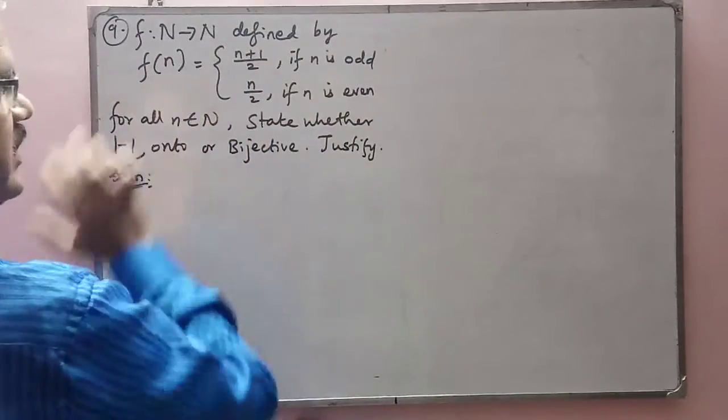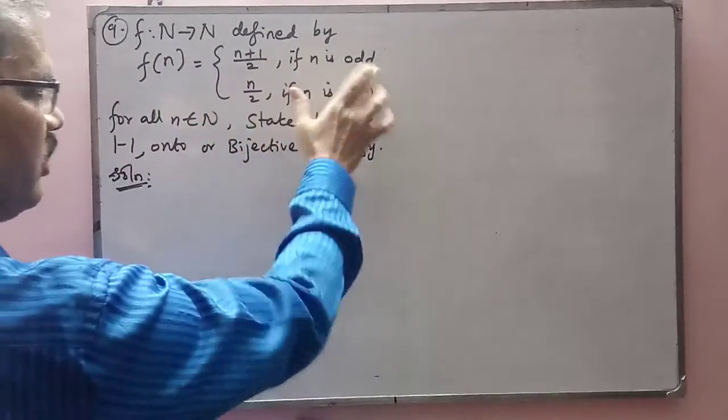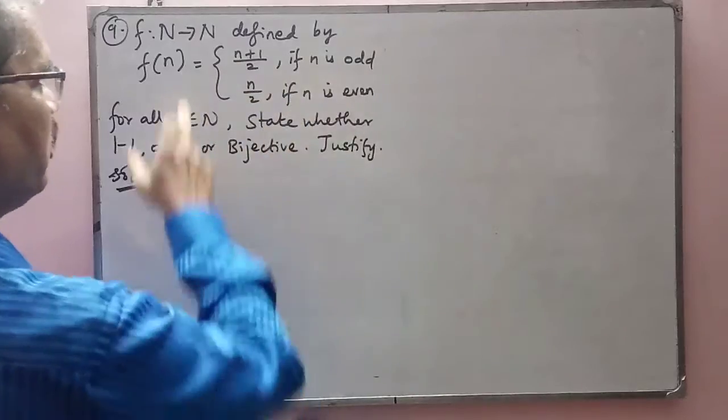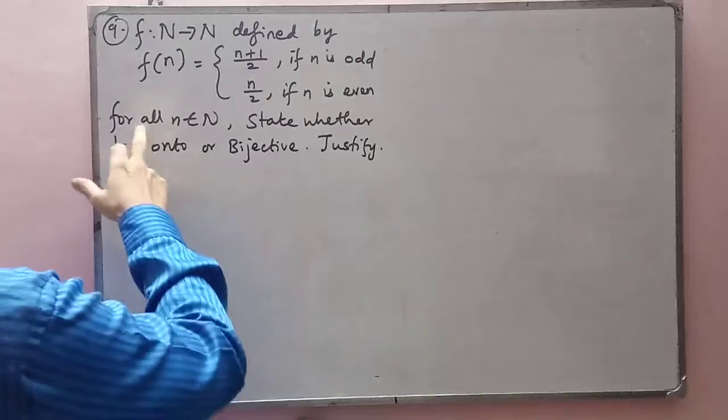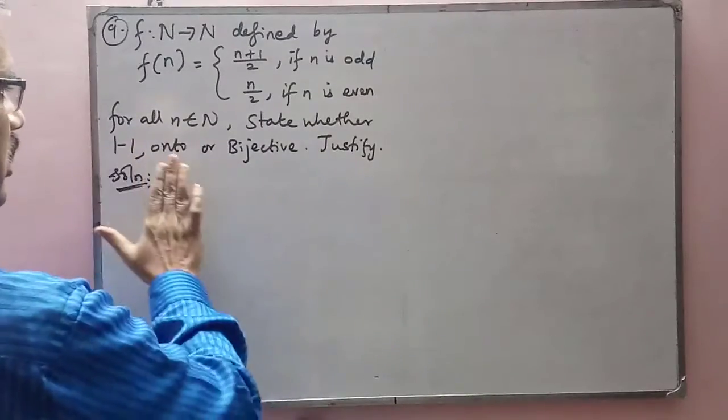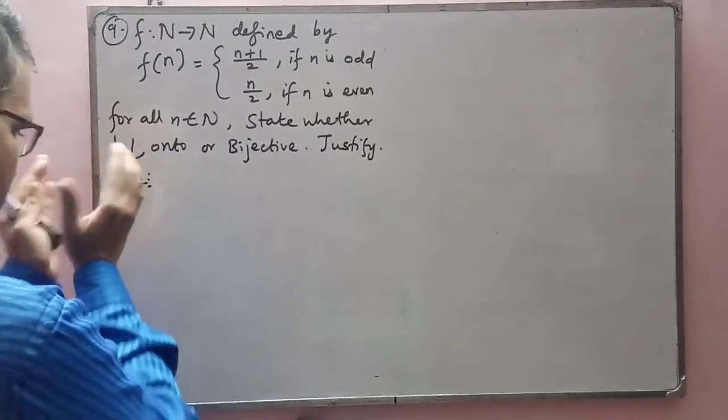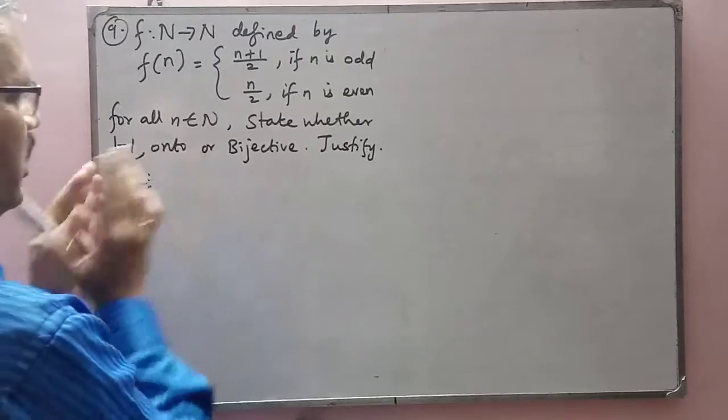Defined by f of n is equal to (n plus 1) by 2 if n is odd, n by 2 if n is even. So natural numbers can be only an even number or an odd number. That's it. So for all n belongs to N, state whether f is 1 to 1, onto or bijective. You have to show whether it is 1 to 1, onto or bijective.